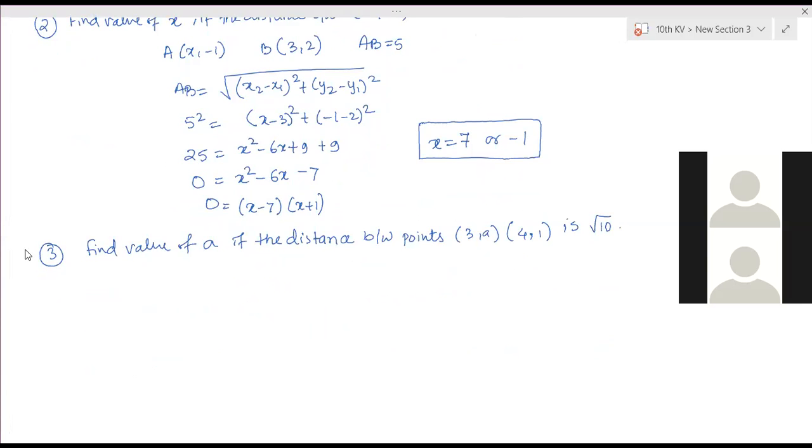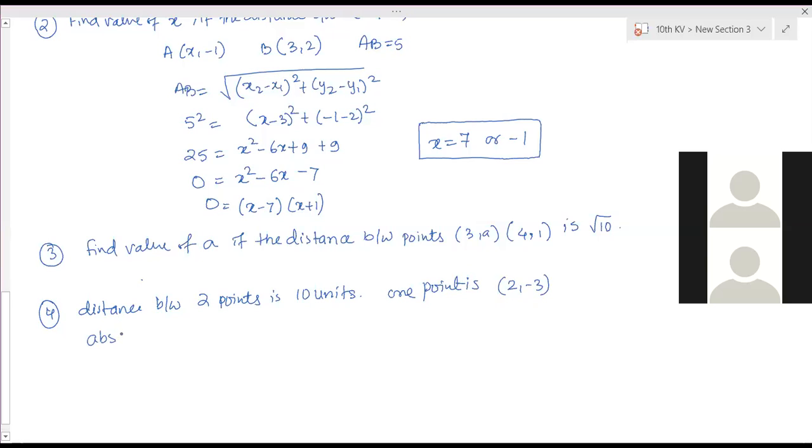Distance between the 2 points is 10 units. One point is (2, -3), and the abscissa of the other point is 10. Find the ordinate of the other point.